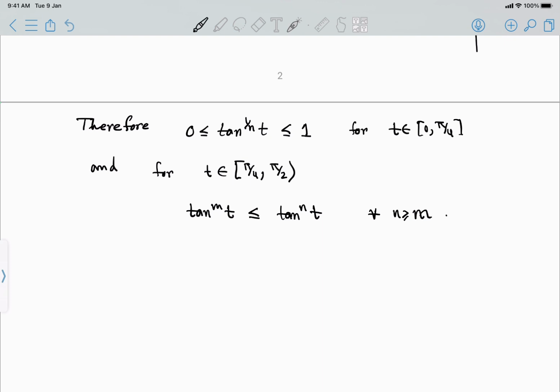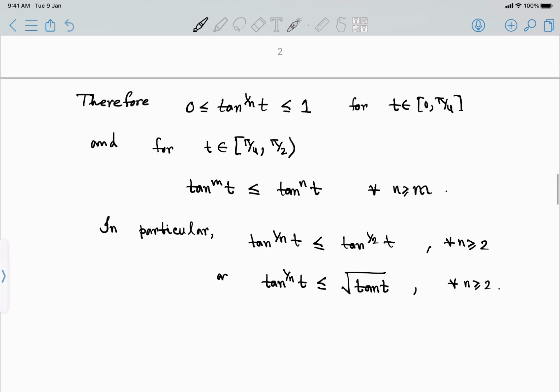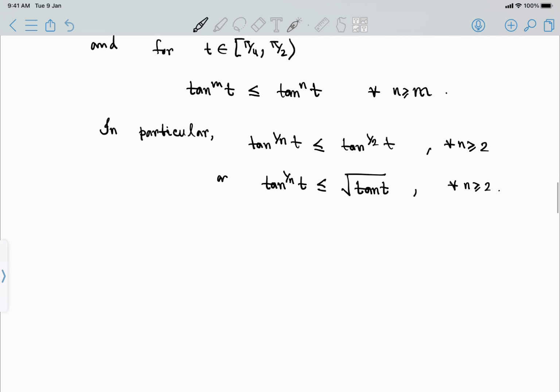So therefore, in particular, tan to the power 1 by n of t is always less than or equal to tan to the power half of t for all n bigger than or equal to 2, right? For n bigger than or equal to 2, 1 by n is less than or equal to 1 by 2, so this inequality is true. So we get tan to the power 1 by n of t is less than square root of tan t, for all n bigger than or equal to 2. So on pi by 4 to pi by 2, we'll bound it by the square root of tan t.